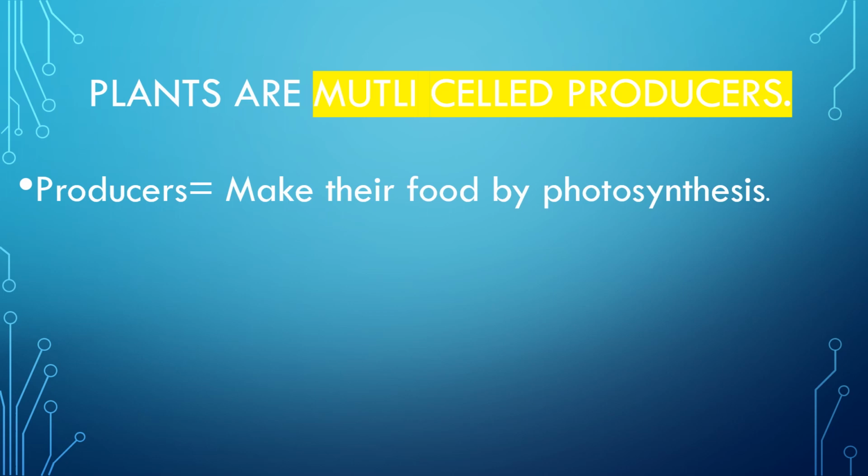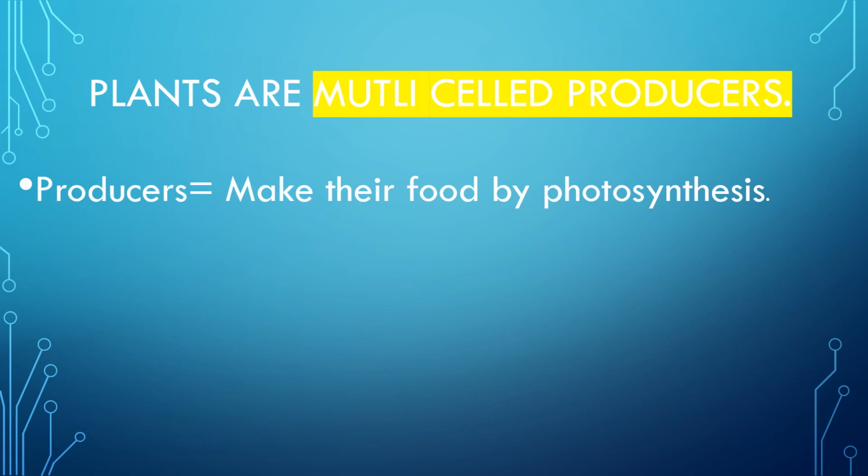Now, there are two very important things you have to know about plants. First of all, they're multi-celled. That means they're made up of more than one cell, so most of them are not microscopic. And of course, they are producers. Producers means that they make their own food by a process called photosynthesis. You should know this very well.